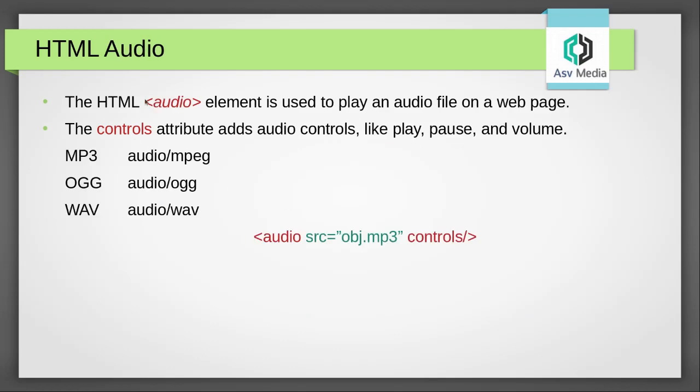So HTML audio. The HTML audio element is used to play an audio file on a web page. Similarly to video, here we have the audio element starting with starting angle bracket and audio, then closing angle bracket. And similarly to videos, we have the controls attribute to add audio controls like play, pause and volume.